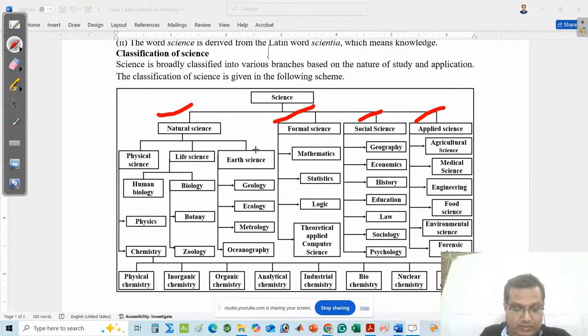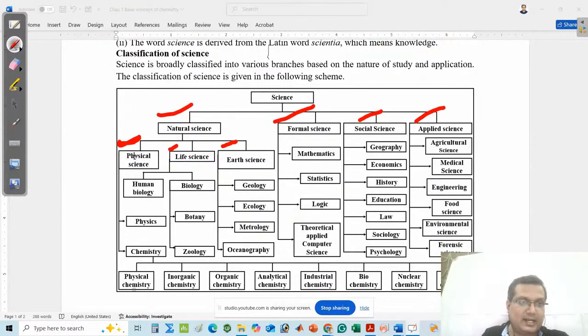If you move to the classification of natural science, it is classified into three types: one is physical science, another is life science, next is earth science. Physical science means Bhautika Vijnana. Next, life science is said to be Jivana Vijnana. Next is earth science, which is said to be Bhu Vijnana.